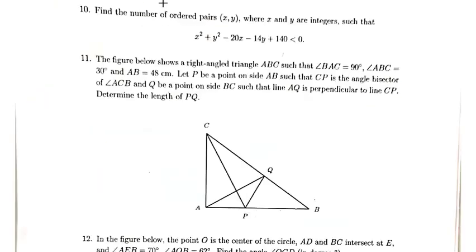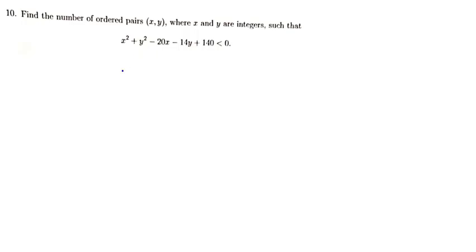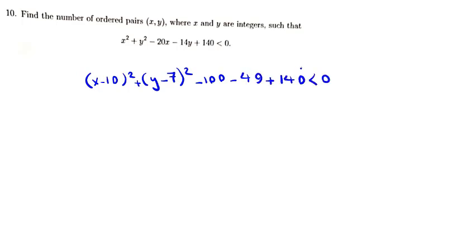SMO 2020 senior section first round, problem number 10. Find the number of ordered pairs (x, y), where x and y are integers, such that x squared plus y squared minus 20x minus 14y plus 140 is less than 0. Okay, so if we write it as perfect squares, it will be (x minus 10) squared plus (y minus 7) squared, and we write minus 100 plus 49 minus 49 plus 140 is less than 0. If we consider this, it will be negative 9. So (x minus 10) squared plus (y minus 7) squared is less than 9.